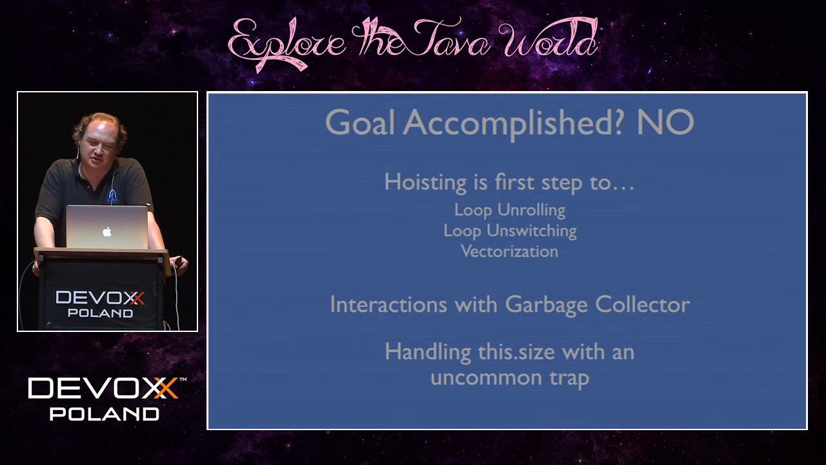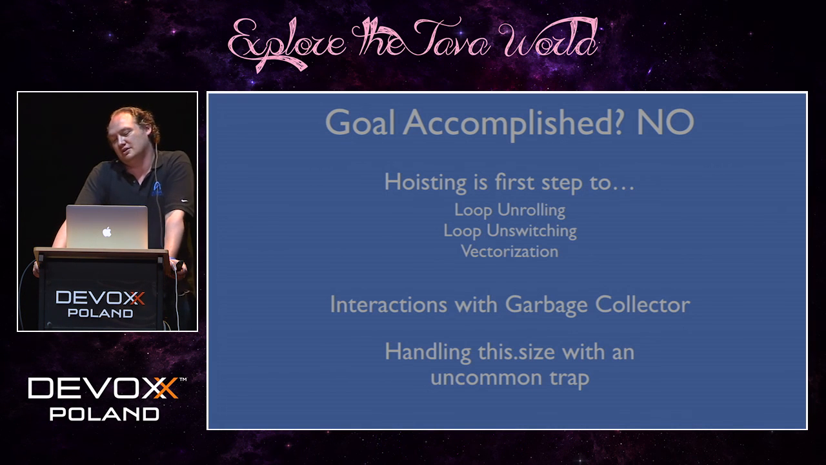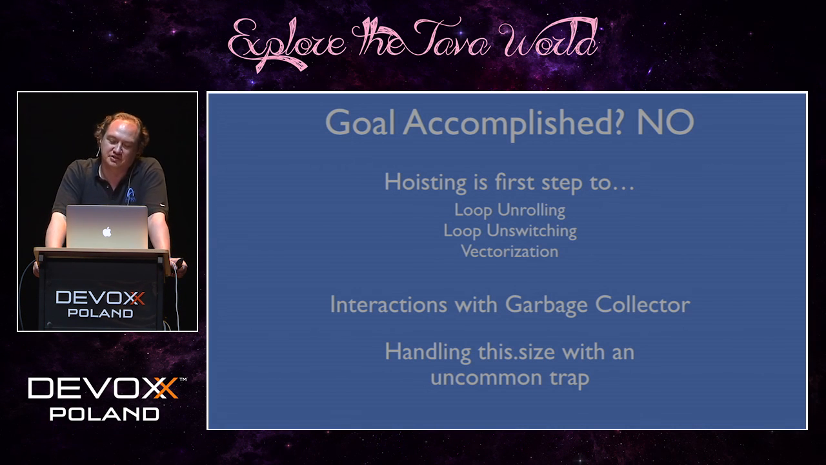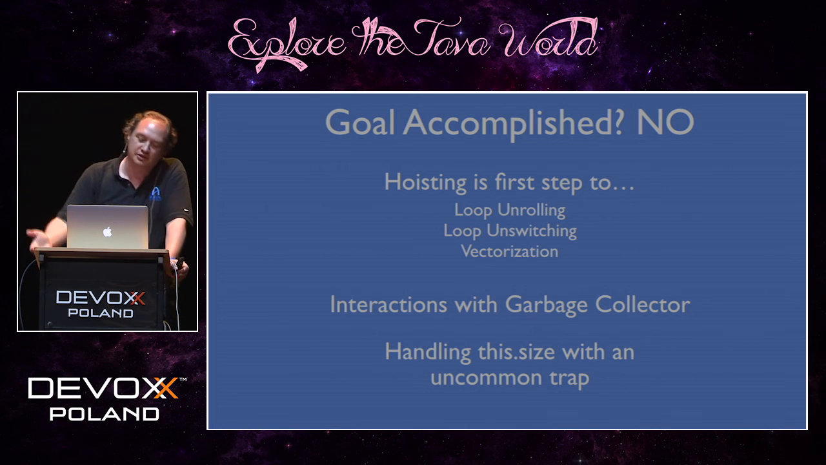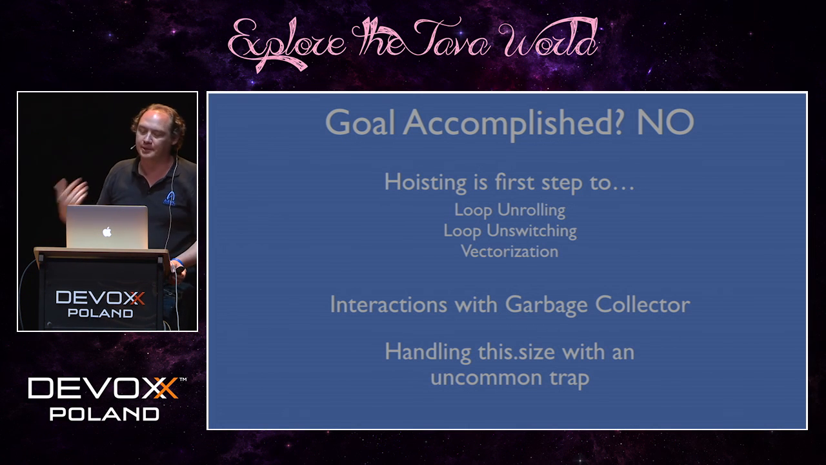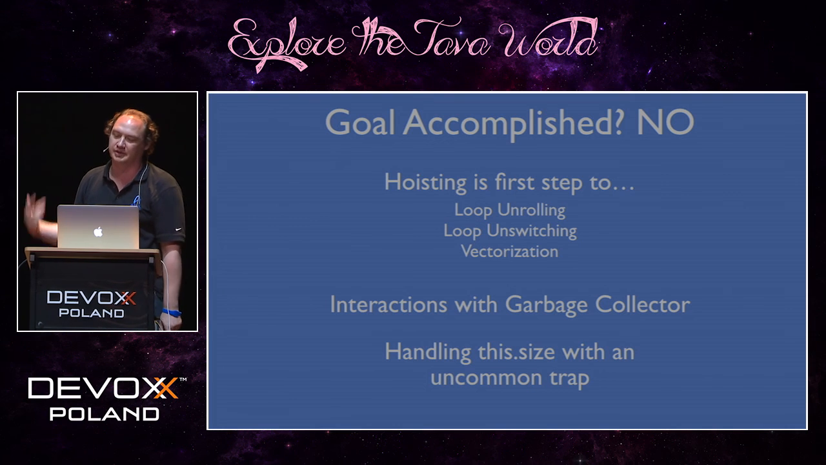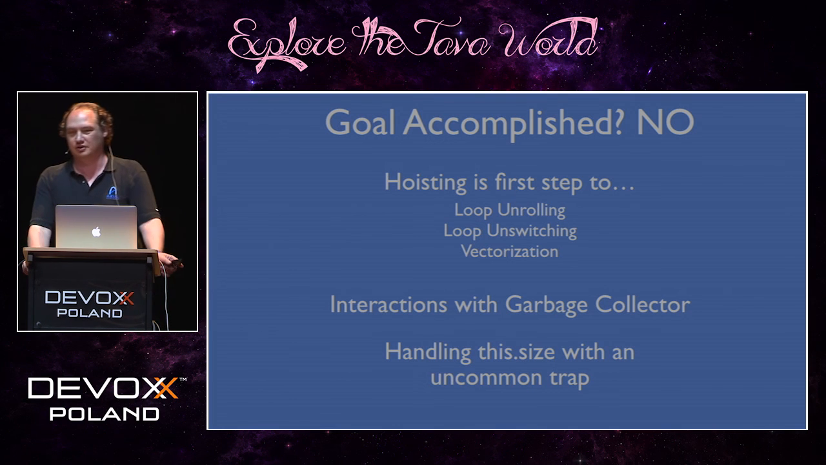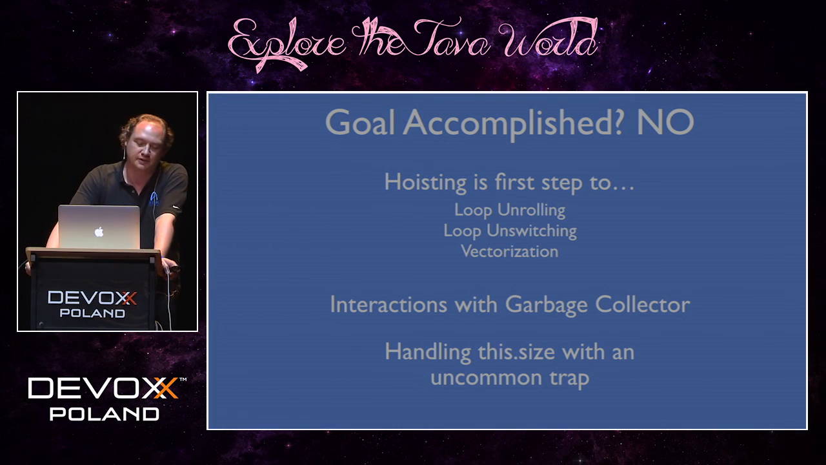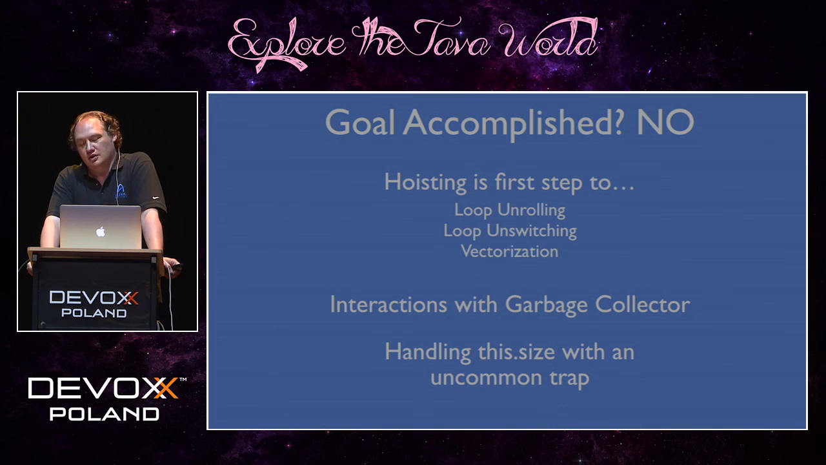So did we accomplish the goal? Sadly, no. 50 minutes is not enough to explain 5 lines of code. I'm sorry, it's just not. There's a lot that goes into a compiler. The hoisting I showed you is really just the first step to a whole host of other loop optimizations. We could do loop unrolling, we could do loop unswitching, we could do vectorization. All of these things will make things go much faster. I didn't even explain to you how it interacts with the garbage collector. That's interesting in and of itself.